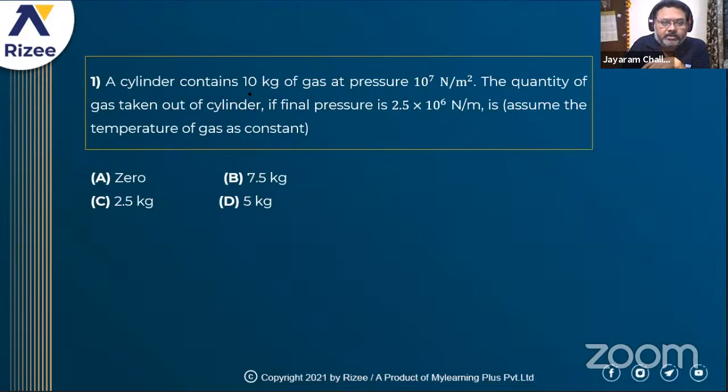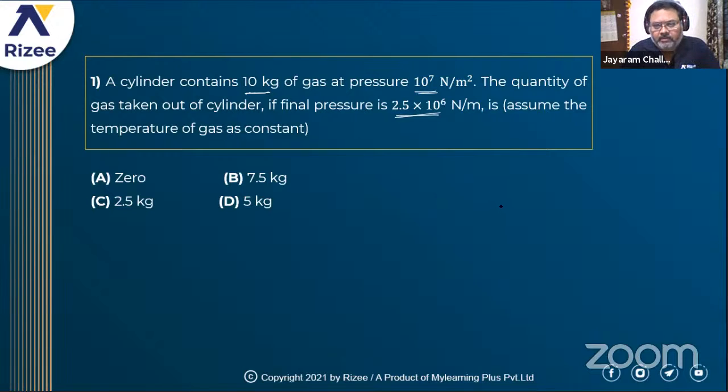A cylinder contains 10 kg of gas at a pressure of 10 to the power of 7 Newton per meter square. The quantity of gas is taken out until the final pressure reaches 2.5 into 10 to the power of 6. He is asking how much quantity of the gas has been taken out in this particular process. So the initial mass is 10 kg.